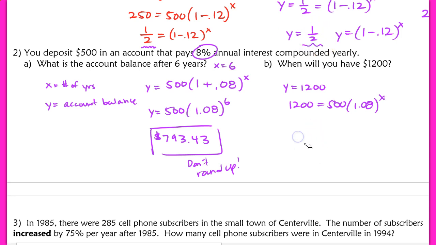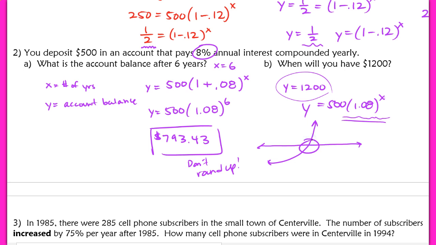Instead of doing that though, I'm just going to go ahead right away and plug in these two lines, because technically I know that y is equal to 500 times 1.08 to the x, right? This is my original function, and this is now the y value that's a line. So I have a growth function, and this is just a horizontal line. I want to know where those values will cross. I want to know the intersection, because that will tell me the exact x value, okay?